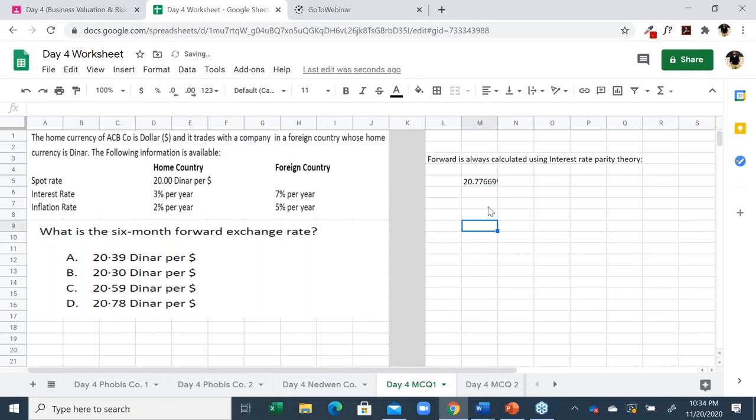Is it per year? Okay, I'm sorry. I thought we were to calculate after 1 year. It's a 6 months forward rate, so it should be 3.5% and 1.5%. My bad. I thought we were going to calculate after 1 year. So 20.39. Thank you so much.